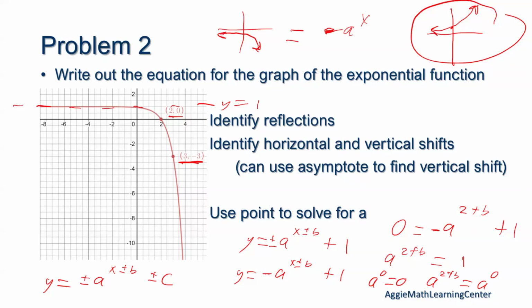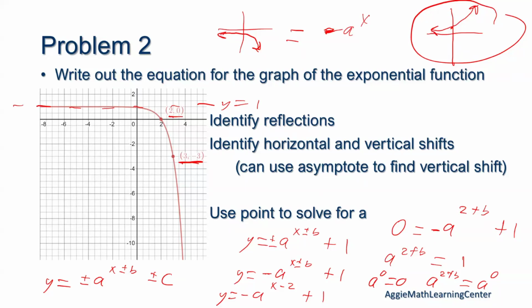Because what's going to make this equal to 0 is when b is -2. And so you now have y equals -a to the x minus 2, plus 1. So the last step is to solve for a. To do that, you want to plug your other point into this equation, and then you can solve for a.